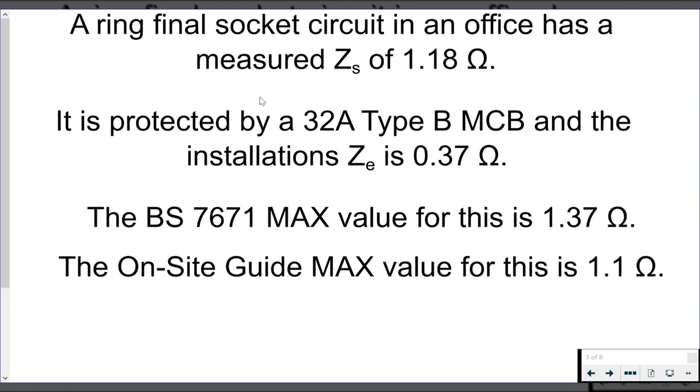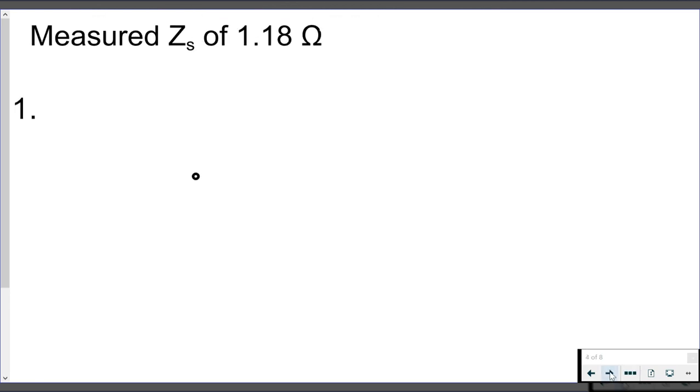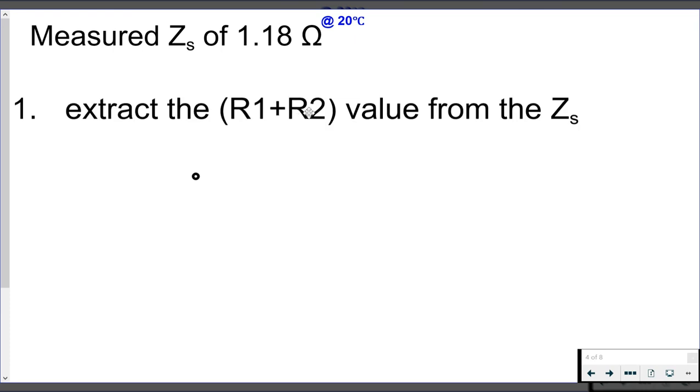Inside BS 7671, table 41.3 for circuit breakers, we have a Zs max value for this 32 amp type B MCB of 1.37 ohms. Now, in the on-site guide, in table B6 for the same 32 amp type B MCB, we have a rule of thumb max value of 1.1 ohms. It's not quite rule of thumb, but close to rule of thumb value of 1.1 ohms.